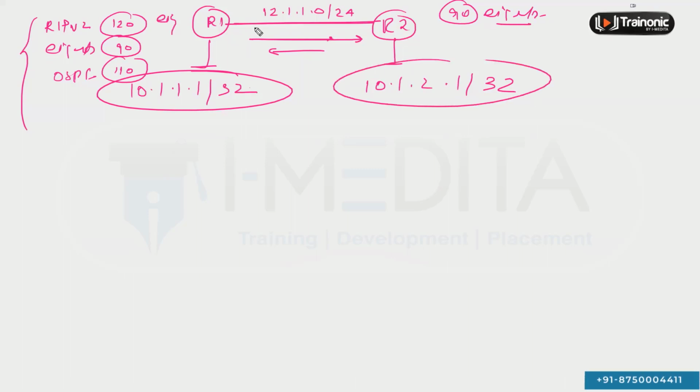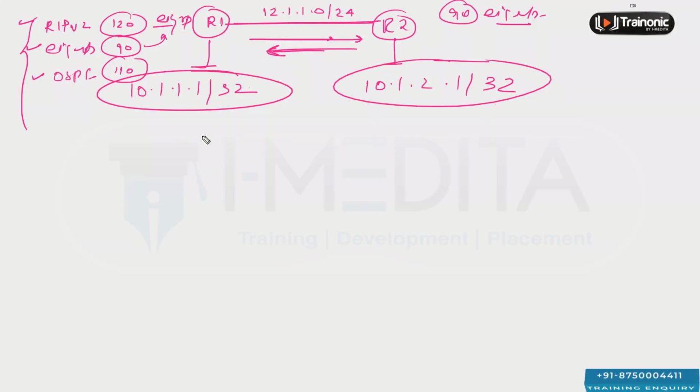When this subnet is advertised to the neighbor router, it is being advertised via RIP, via EIGRP, and via OSPF. Since the CIDR is the same, /32, /32, /32, it will go to the AD value, and since EIGRP has the lowest AD value, the route will get installed in the routing table via EIGRP.